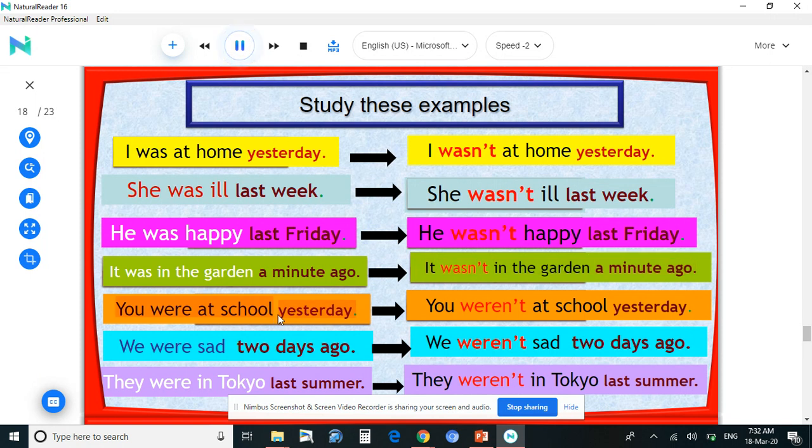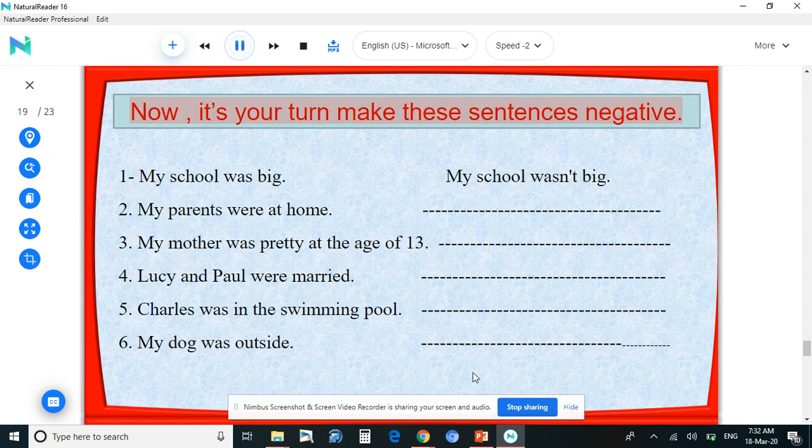You were at school yesterday. You weren't at school yesterday. We were sad 2 days ago. They were in Tokyo last summer. Now, it's your turn. Make these sentences negative.